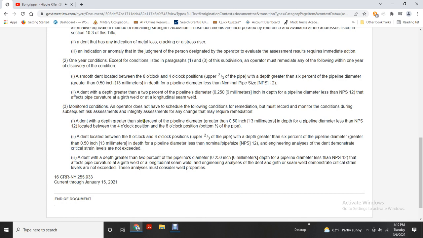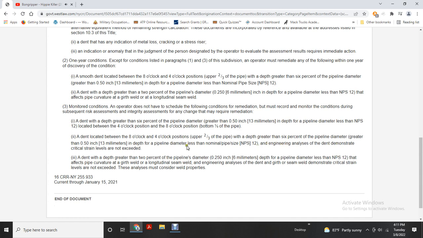remediation. 10. With the depth of the groove at 6% of the pipeline diameter and the depth of the pipeline diameter with less than NPS 12, located at the 12 o'clock, 4 o'clock, or 8 o'clock position, bottom half over the bottom third of the pipe. Depth located at 8 o'clock, 4 o'clock position, upper two-thirds of the pipe. The depth greater than 6% of the pipeline diameter, greater than half an inch. Depth of the pipeline diameter is less than nominal pipe size 12.